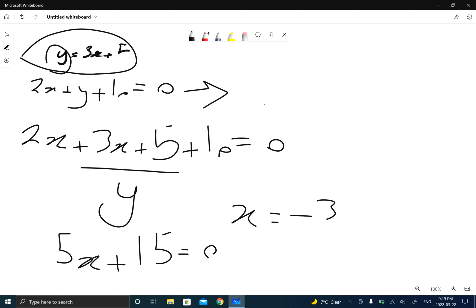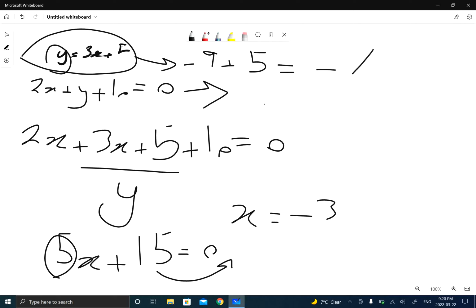If you don't know what happened here, I moved my 15 over, it became -15, and I just want to find x. So -15 over 5, which is the coefficient of x, gives us -3. Now I'm just going to plug it into my equation: we have -3 times 3, which gives -9, plus 5. So -9 plus 5 is equal to -4, which is y. So the point of intersection here is -3 and -4.